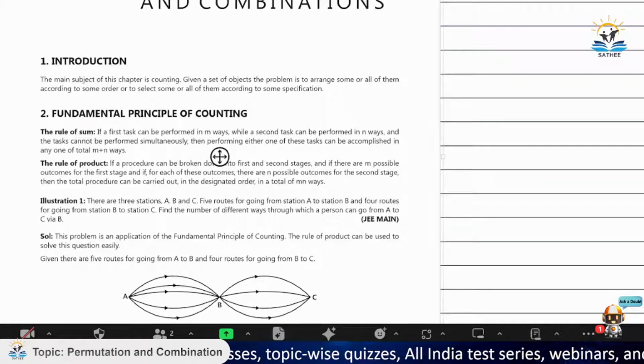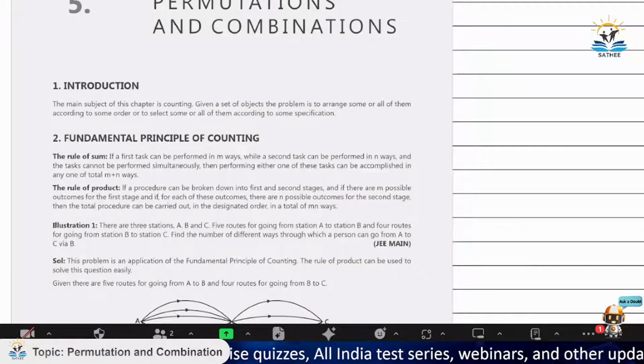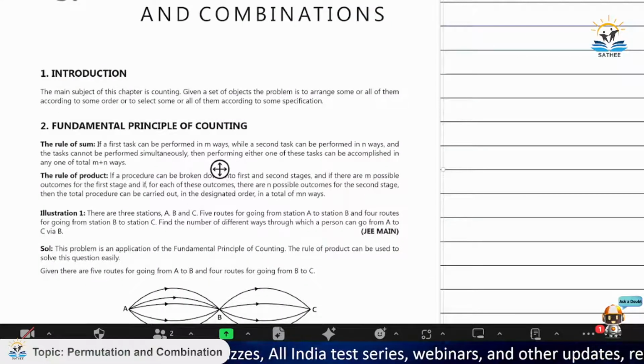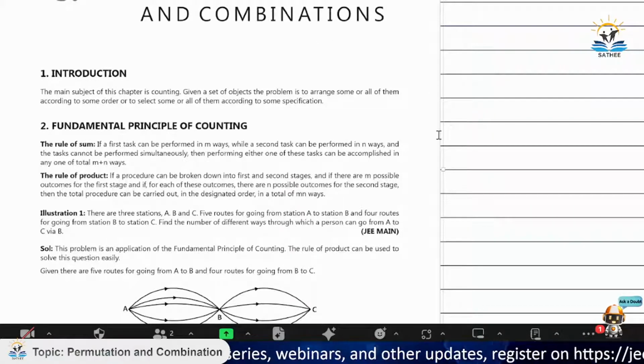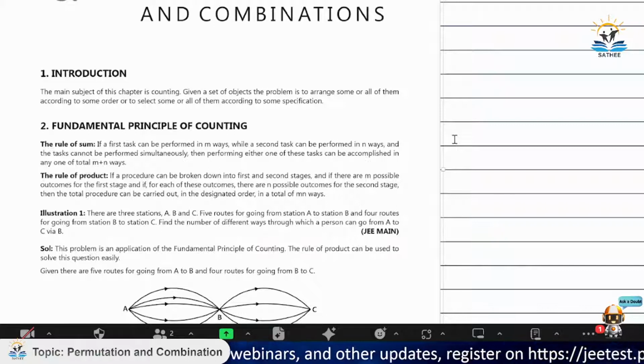So starting with permutation and combination, let's just go through a bit of theory. Sometimes people might be scared of permutation and combination just because it has a bit of theory in it. It is not that mathematical, and by mathematical I mean algebraic. I don't think it's that algebraic, but it is more on the side of thinking and logic. So let's go to the theory part. The introduction says the main subject of this chapter is counting. Yes, we're going to study counting.